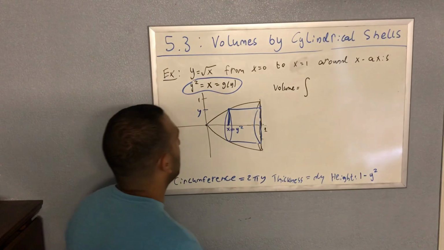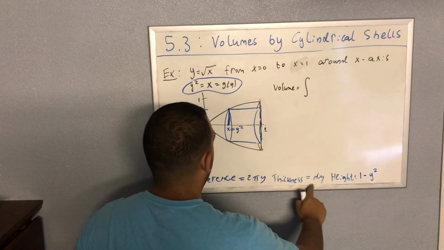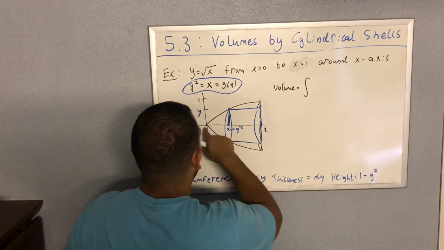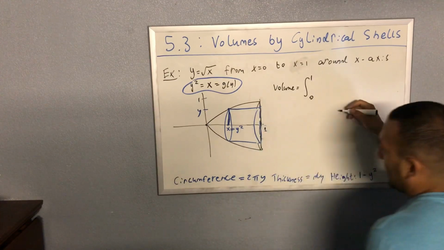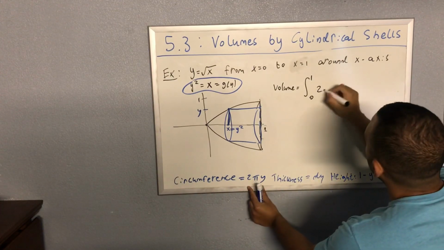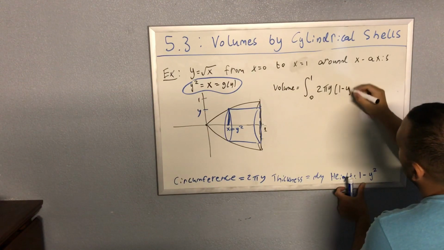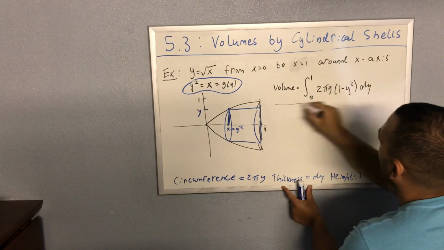What is our a and our b? So we're going on the y-axis now. Because we have a dy, we need to go from some point on the y-axis to another one. Well, we start at 0 and we end at 1. And then we multiply the circumference, the height, and then the thickness. So this will be the formula for the volume.